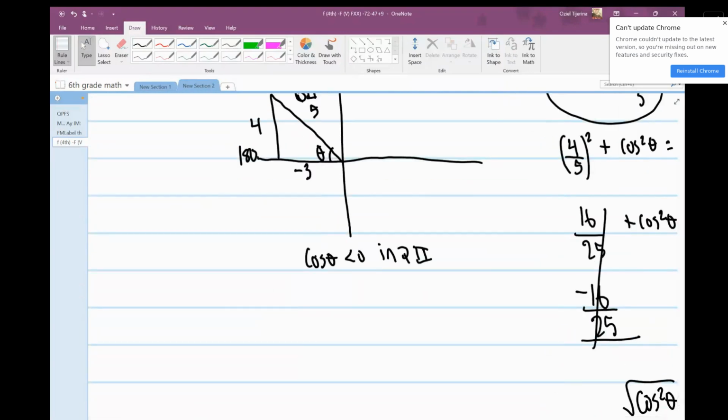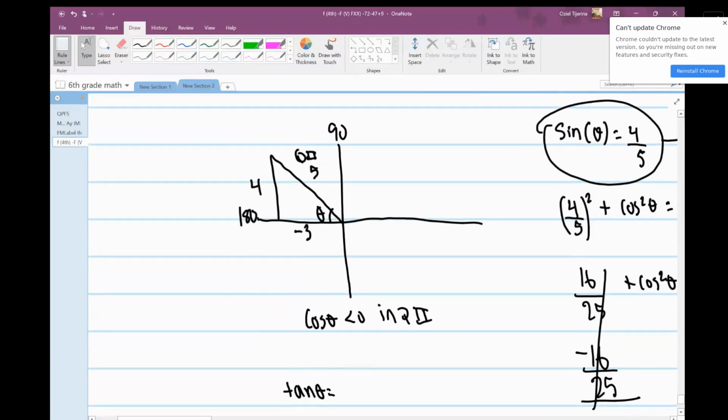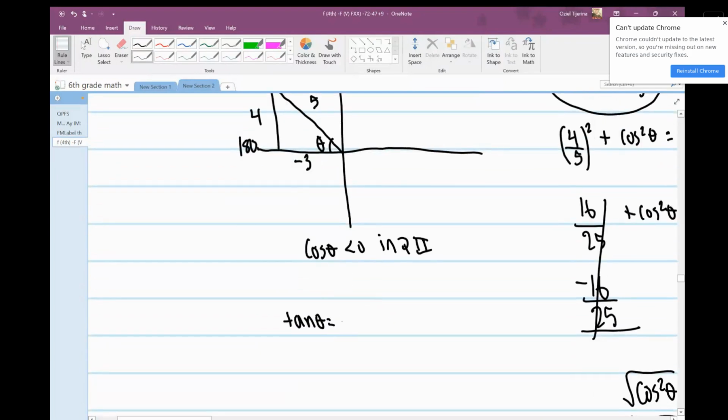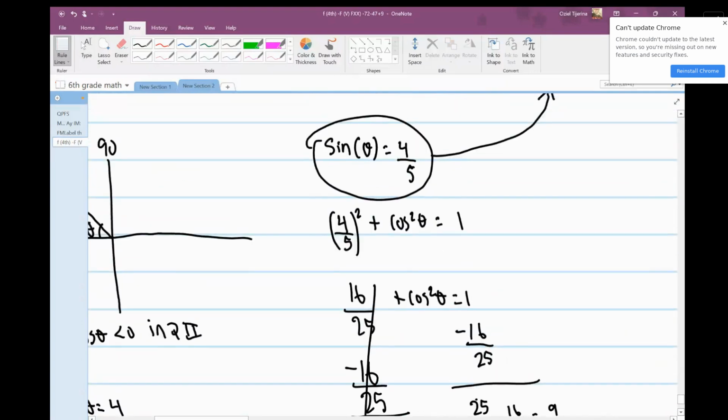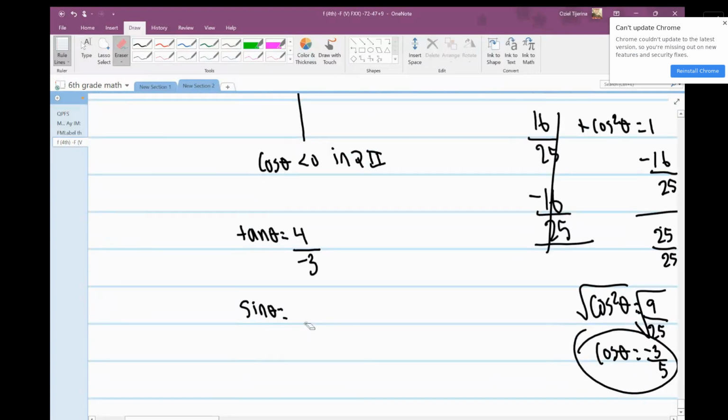Now tan theta is going to be opposite over adjacent. So it's going to be 4 over -3, right? So we have the following. Sine theta equals 3/5, I think. Was it 3/5? Or sorry, 4/5. Cosine theta is -3/5, and tan theta is -4/3.